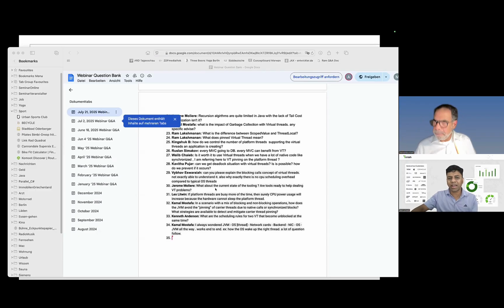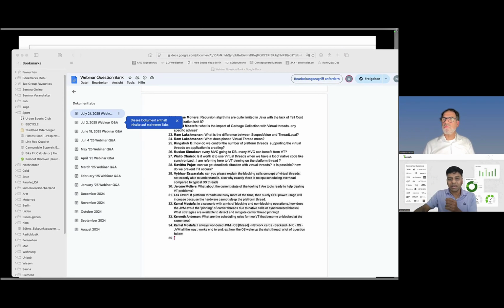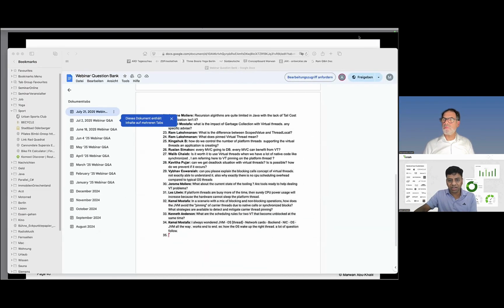So, Ram, you have a comment because you are a tool provider? Yes, I want to add to it. That's a very good question, Jerome. See, when we run into any threading issue, the number one thing we do is take thread dumps to analyze, right? See, friends, the thread dump support for virtual threads is evolving. It has gotten better, but it is not there where it should be. Marwan, I'm taking a screen and let me share it quickly.